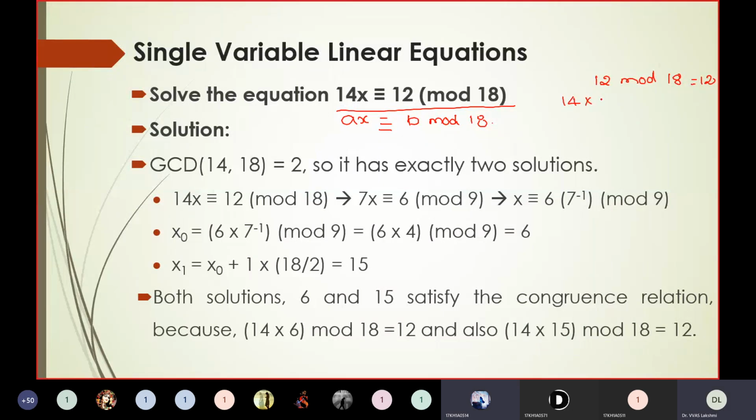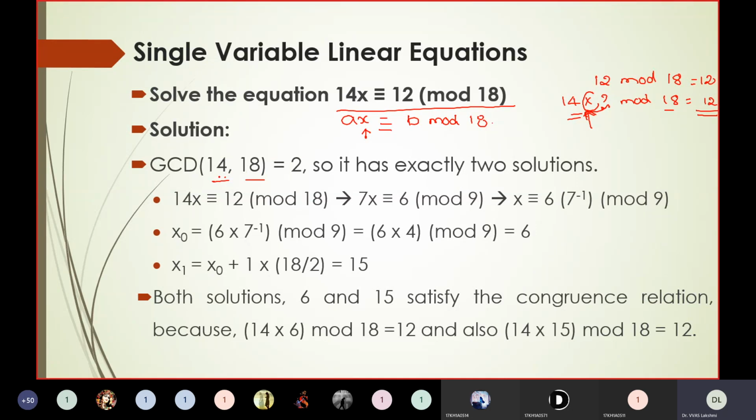So 14 times something, mod 18, should give the result 12. This is the exact meaning of this statement. Which value is multiplied with 14 so that after the mod operation we get 12? That is the concept. Here we don't know the value of x exactly, so we are going to find the x value. The first step is to calculate the GCD value. Here a is 14 and n is 18.